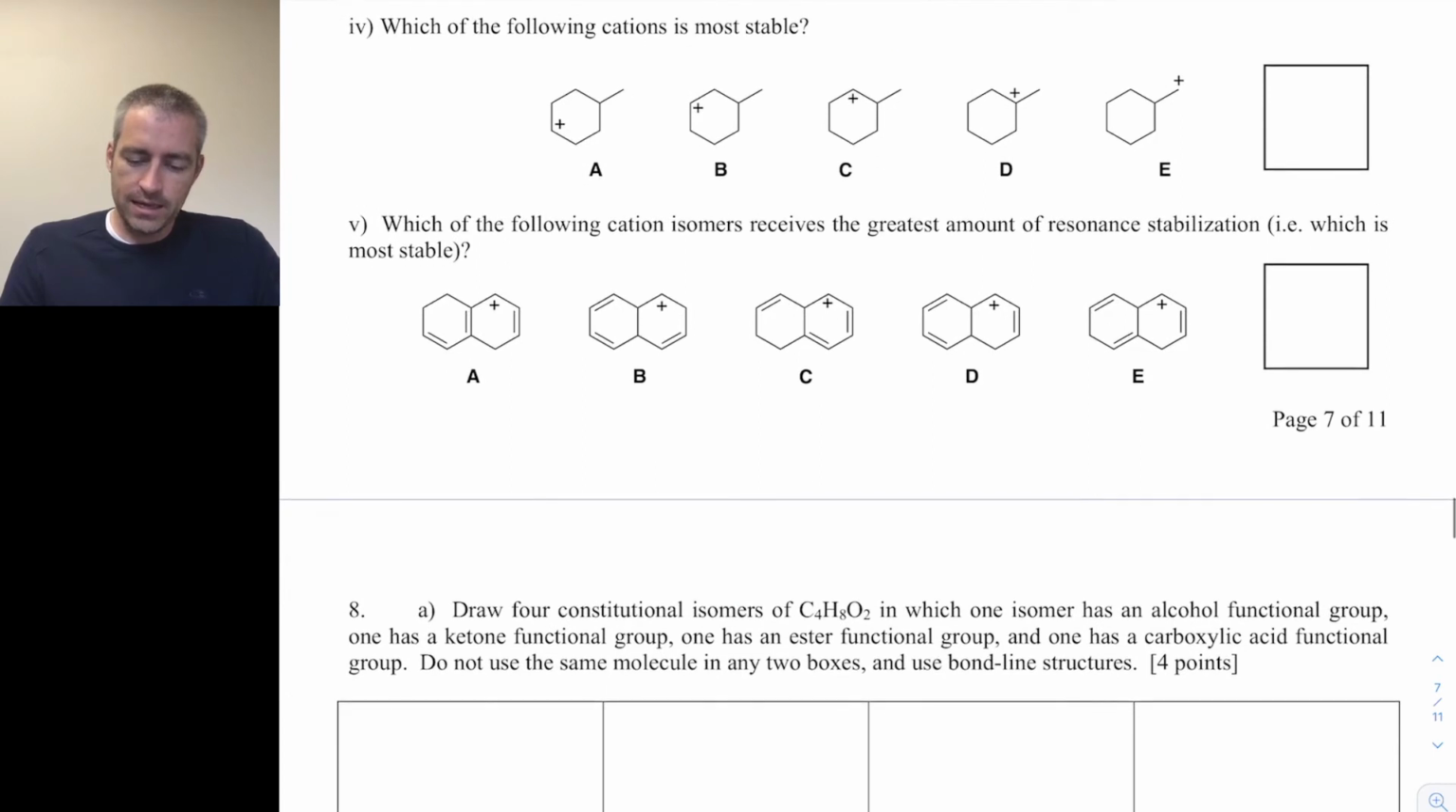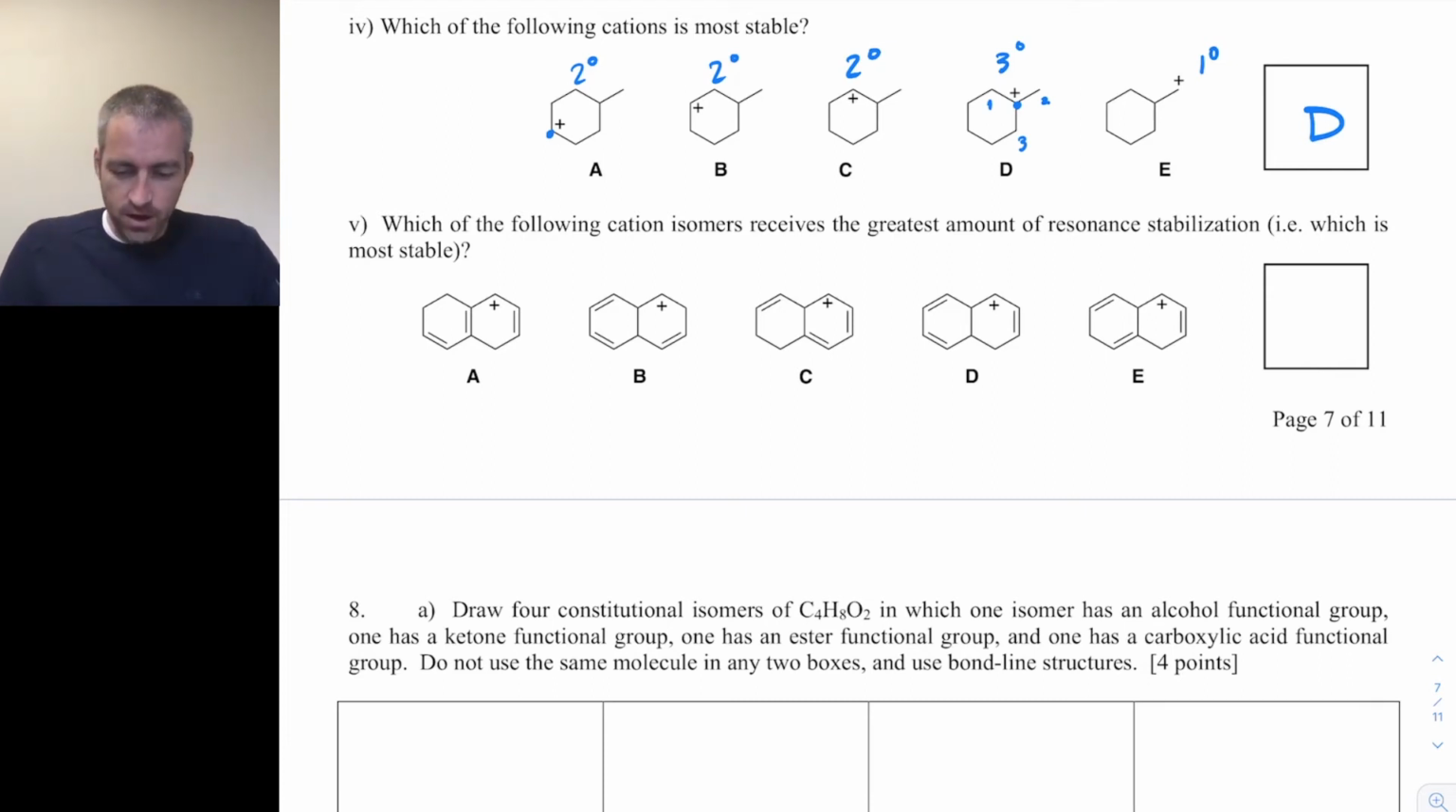Which of the following cations is most stable? This is a secondary carbocation. Secondary carbocation. You can tell it's secondary because the carbon with the positive charge is bonded to 2 other carbons. This is tertiary because the carbon with the positive charge is bonded to 3 other carbons. And this one is primary. The best one is going to be tertiary, which is D.